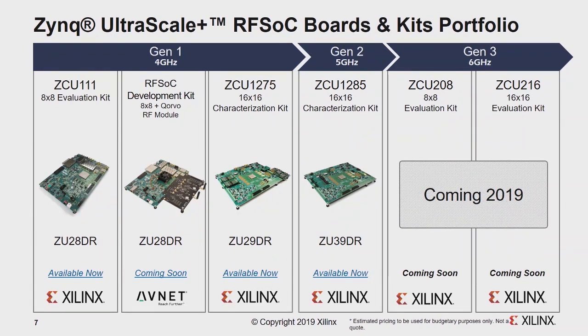Now, on the Gen 3, we're planning to do 2 evaluation kits. One is going to be the 8x8 like the ZCU111, and the other is going to be a 16x16, which brings out everything. So they're called the ZCU208 and the 216, respectively, for the 8x8 and the 16x16. Okay, so I've shown you the 216 board. We're leading with that. The 208 will be available roughly in March of next year.